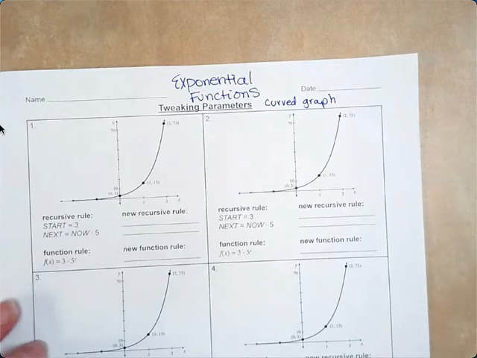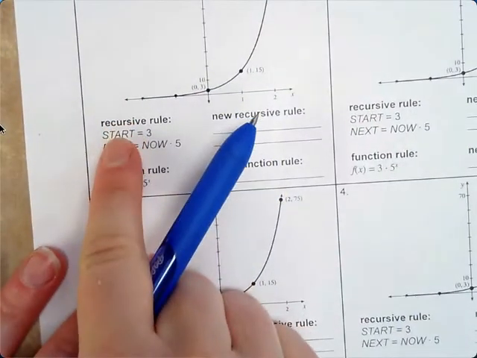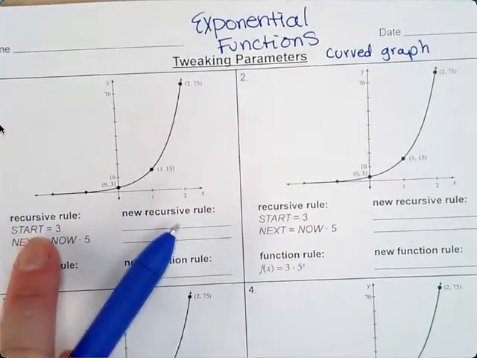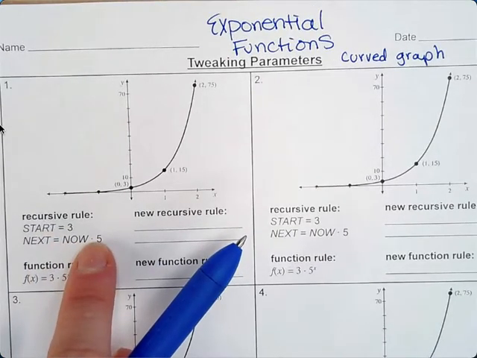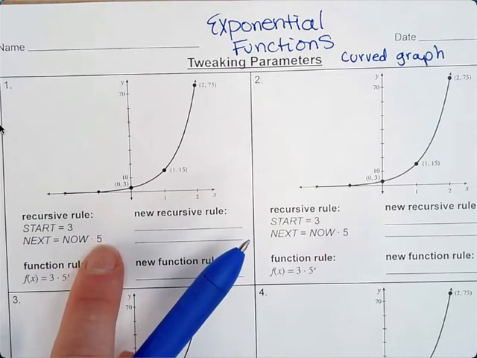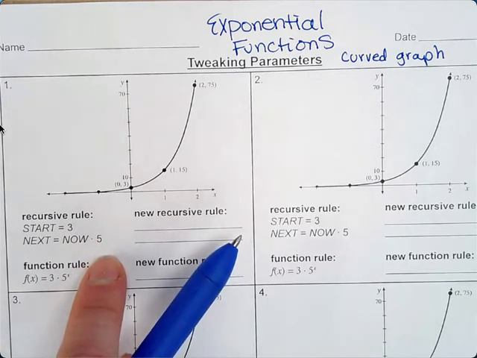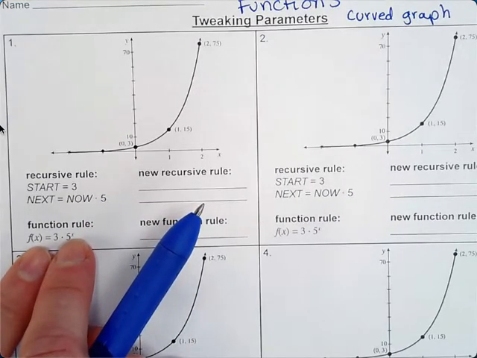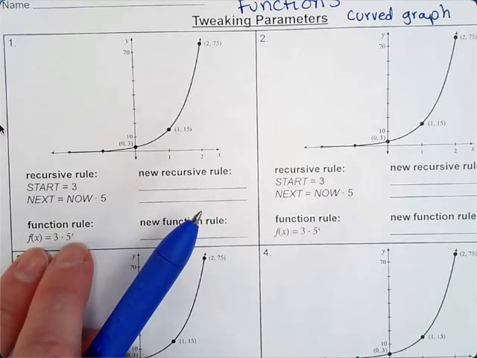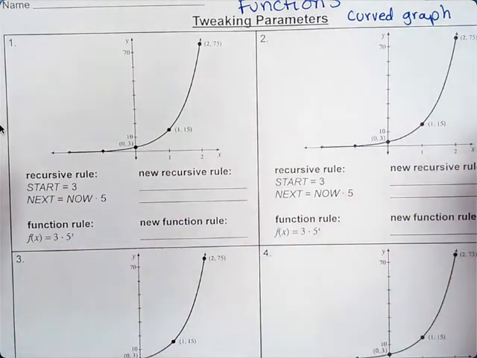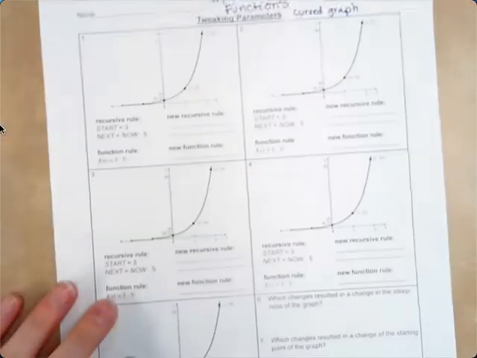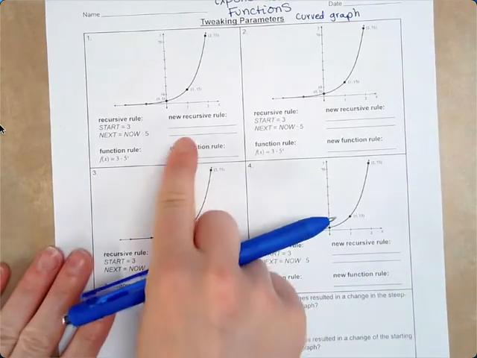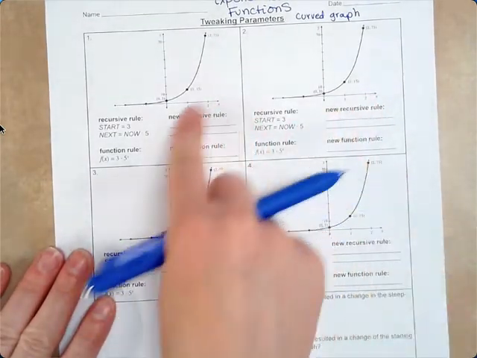And then also, let's look at the recursive rule. We have the start and then now times 5. So that multiply times 5 also tells us that it is an exponential. And then if we look at the function rule, see how we have an exponent as our x value? That also tells us that it's exponential. So all of these have the same exact graph, but we are going to change these.